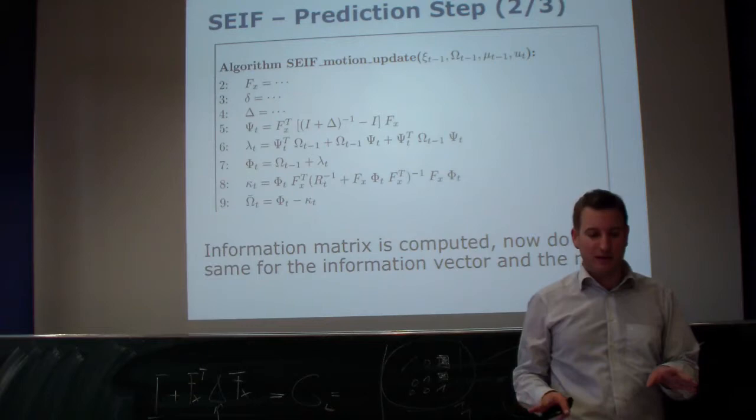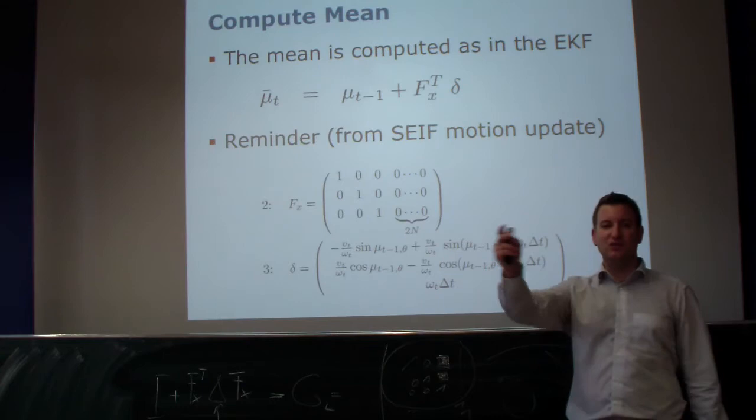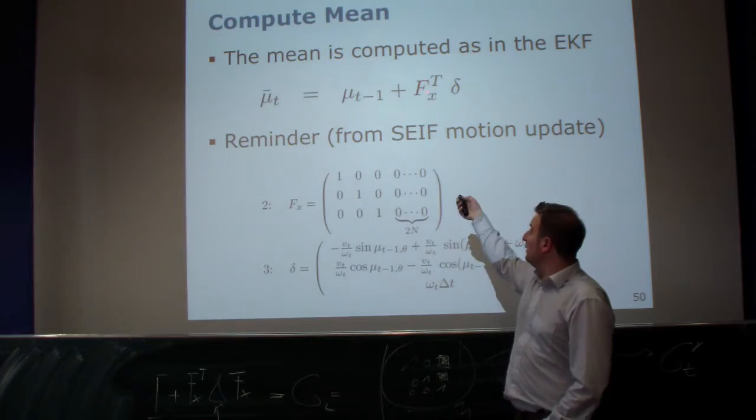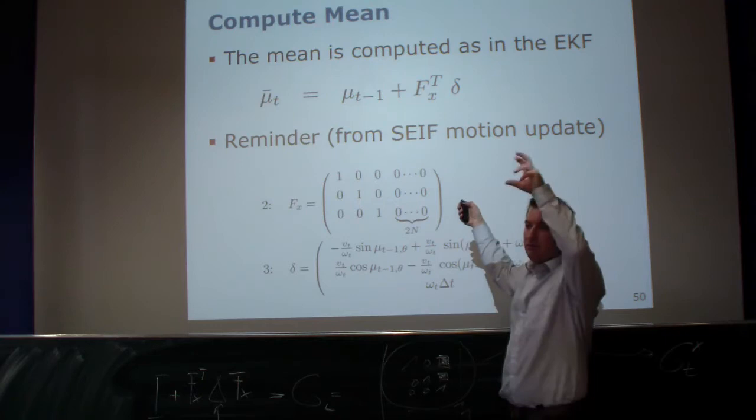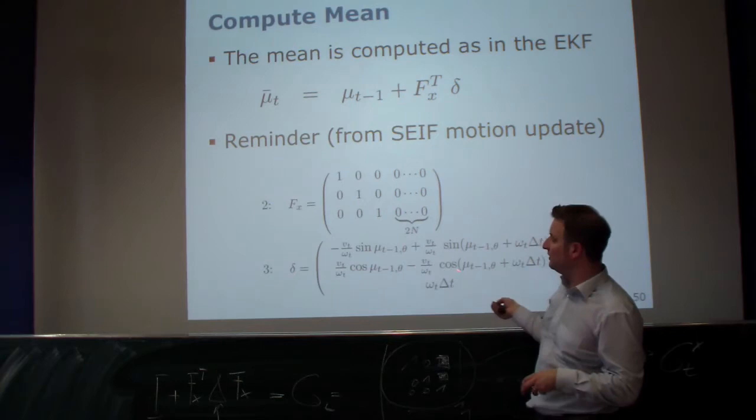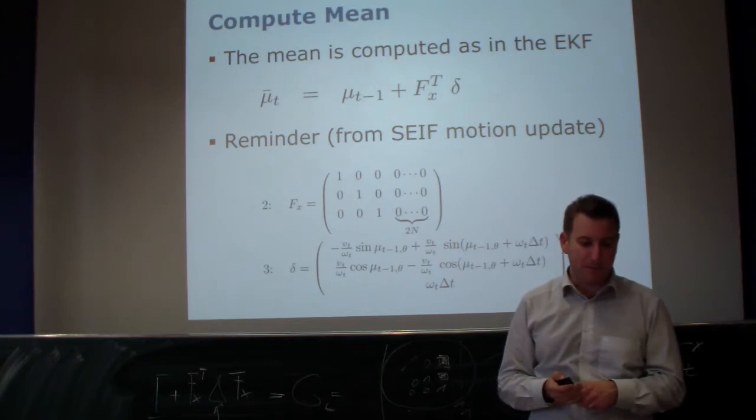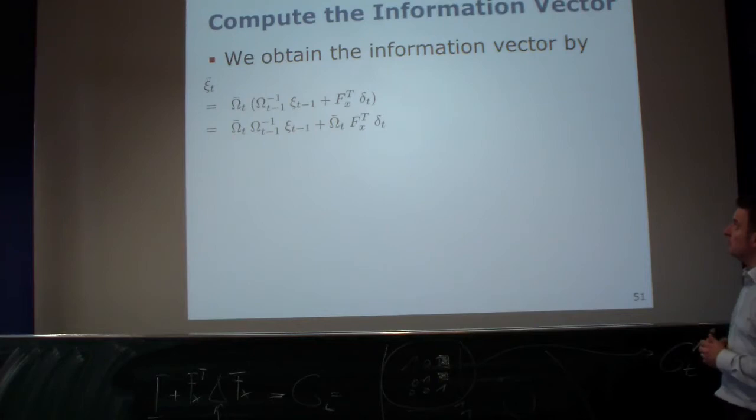So the mean is easily updated, just doing again a copy-paste operation from our Kalman filter. The predicted mean was the old mean plus the delta, and this is just the nonlinear function g and the 3x3 block blown up to the state size. So here was my fx, and here was my delta vector. So it was just the application. Okay, this was easy. Now we also have to do that with the information vector.